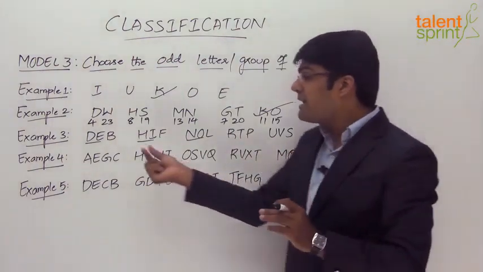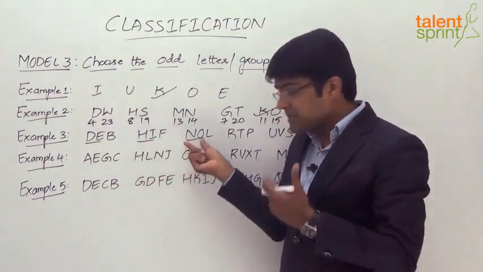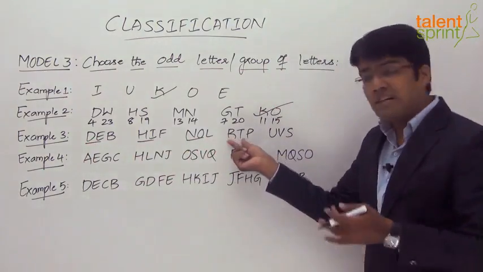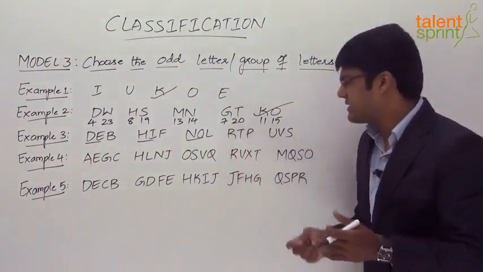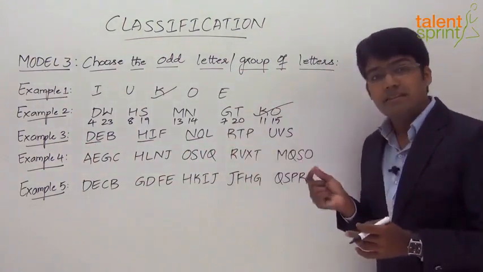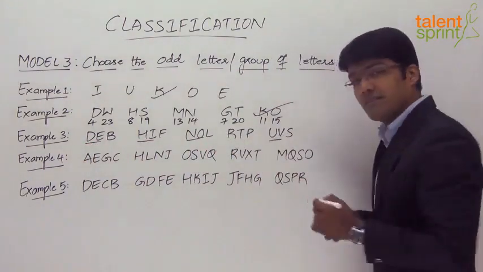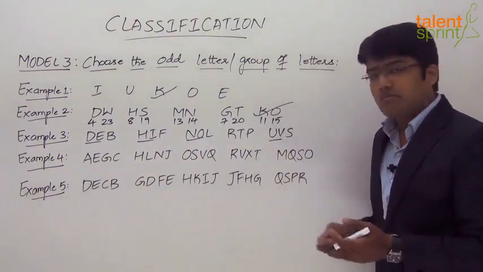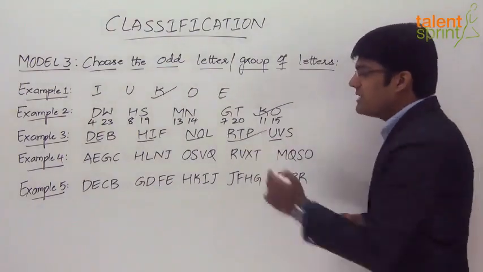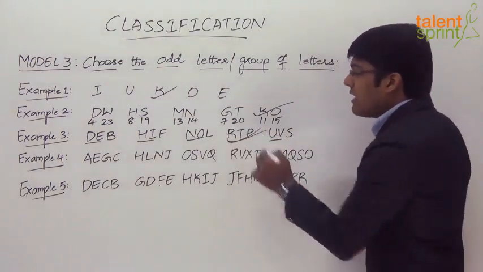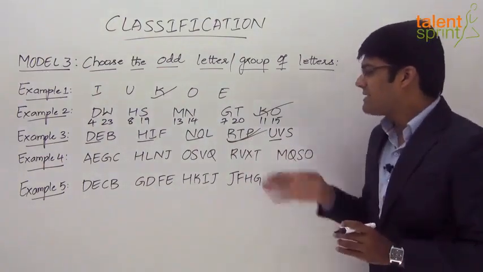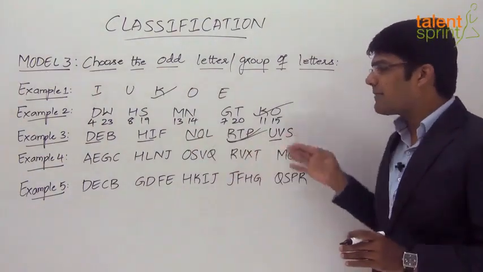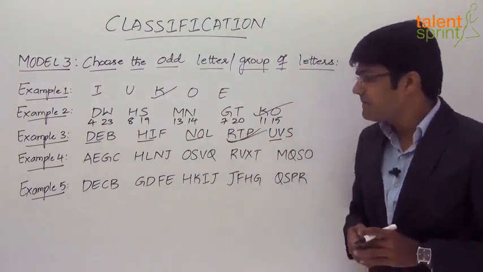So far we find that the first two letters of the first three options are consecutive, but the first two letters of the fourth option R, T are not consecutive. Let's look at the next one. UV. Yes, UV is also consecutive. U, V, W and so on, right? So maybe this is the logic, and we can mark RTP as the odd one. Remaining all have got the first two letters in consecutive positions.